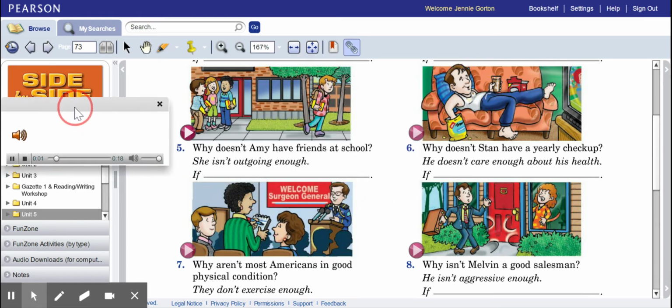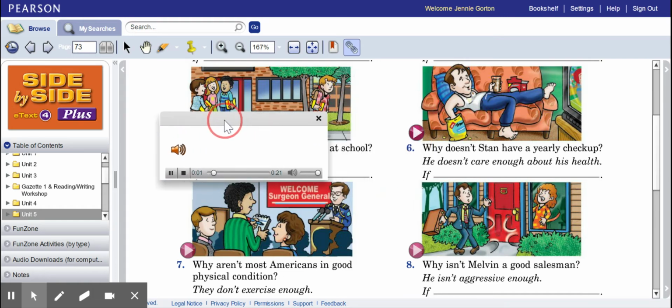Why doesn't Amy have friends at school? Outgoing means friendly and confident. She isn't outgoing enough. If she were more outgoing, she'd have friends at school. If she were more outgoing, in California we call that outgoing. It means confident and friendly.